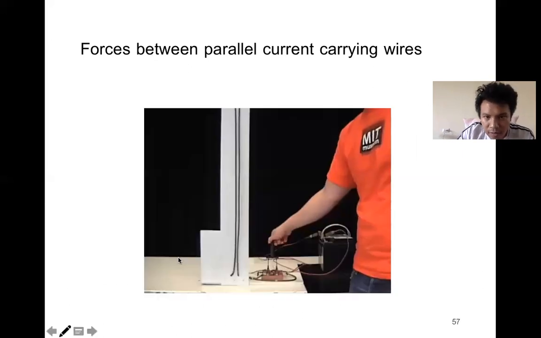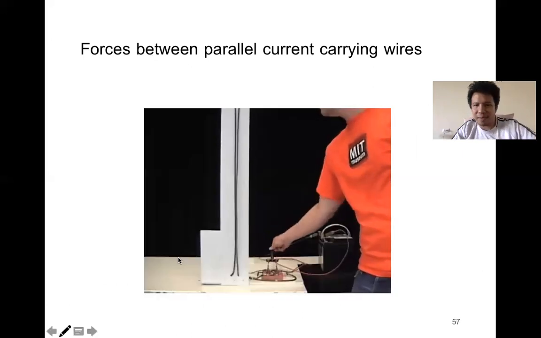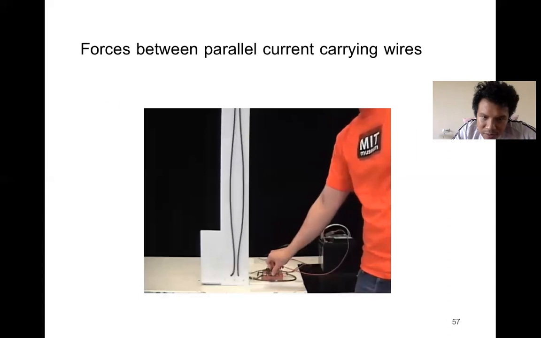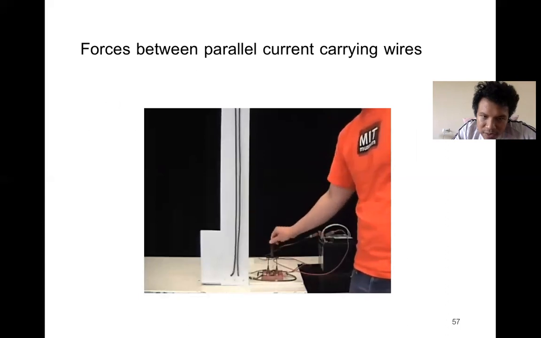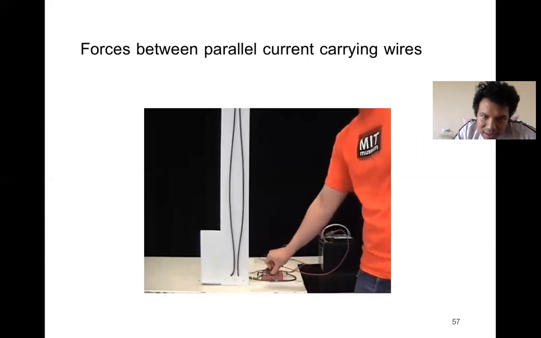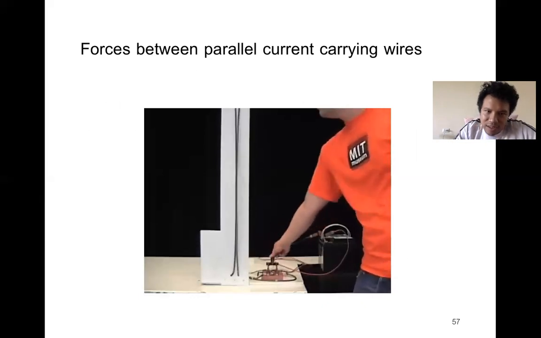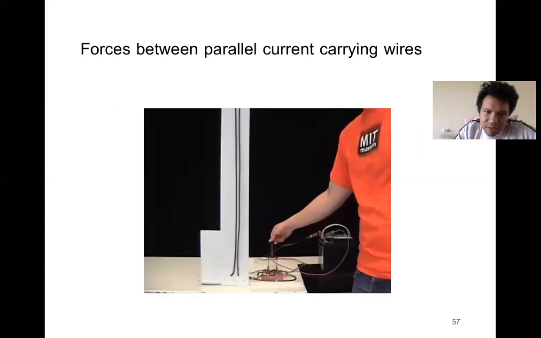So they try to do experiments, one giving currents in the same direction, then in the opposite direction. In the same direction they will attract, and in the opposite direction they will repel.